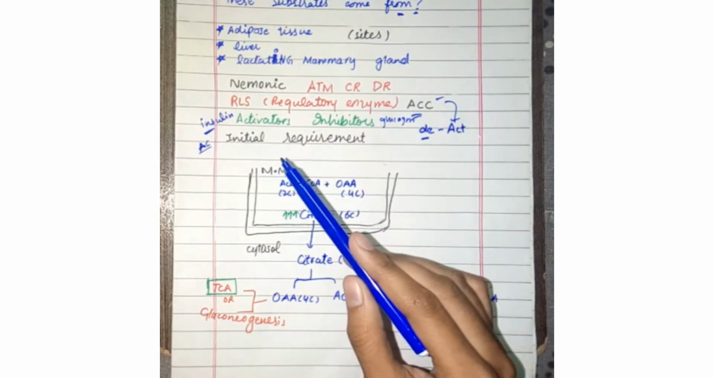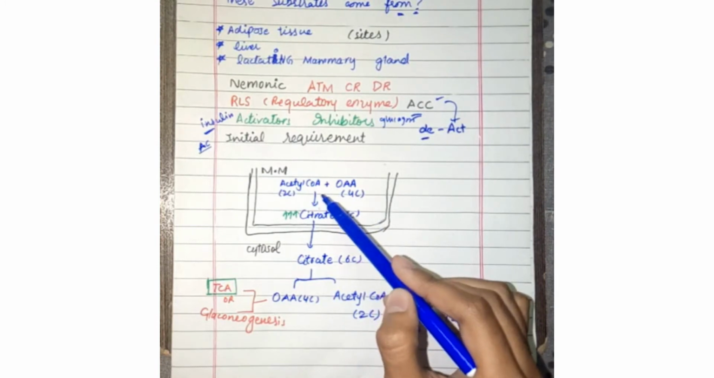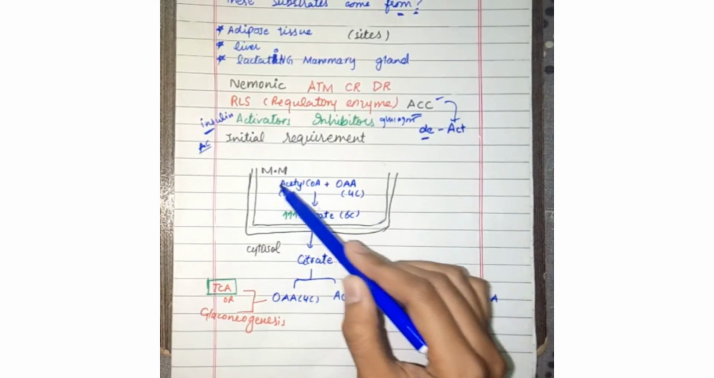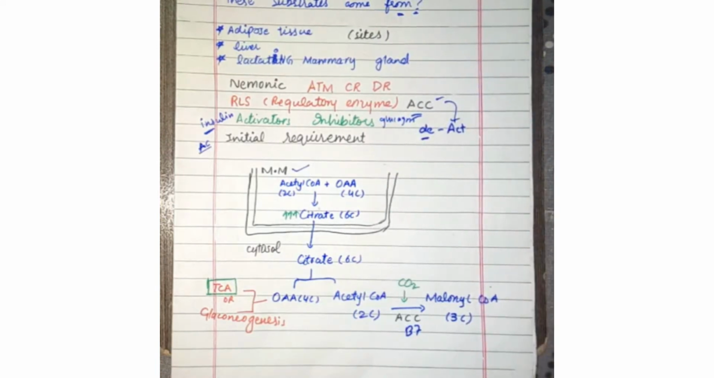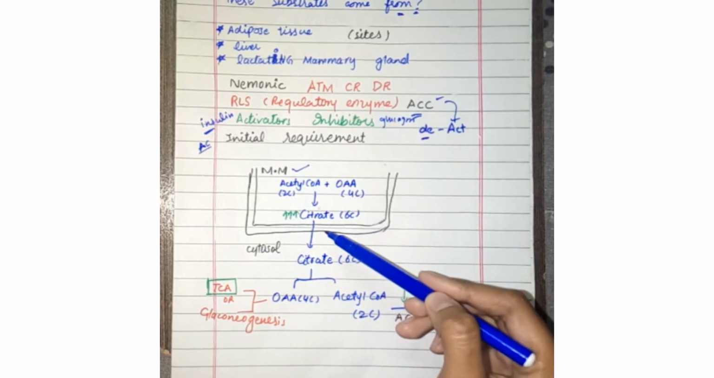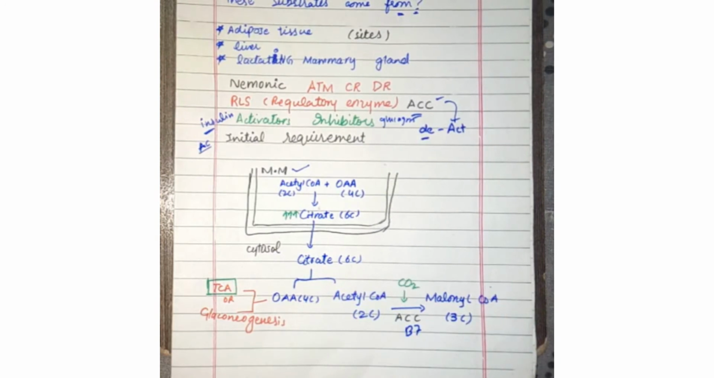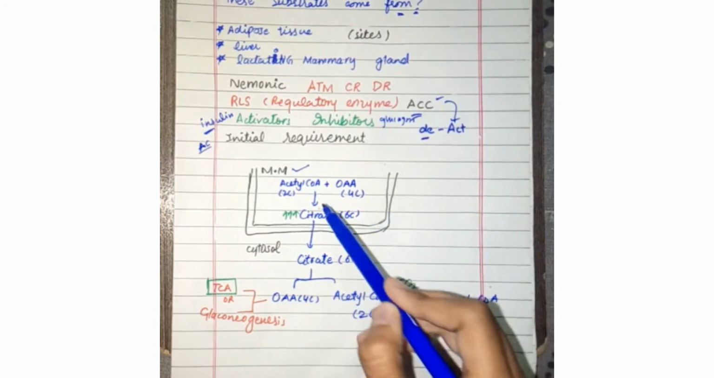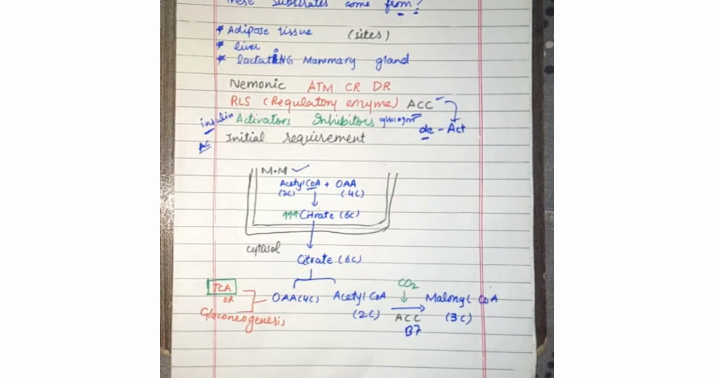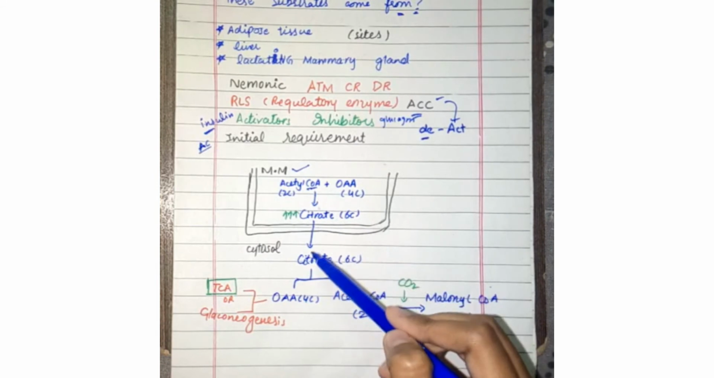What is the initial requirement to start fatty acid synthesis? We know that acetyl-CoA results from oxidative decarboxylation of pyruvate in the mitochondrial matrix, but fatty acid synthesis is a cytosolic process, so this acetyl-CoA must come out of the mitochondrial matrix into the cytosol. But the problem is the same as in beta oxidation of fatty acids, which we have seen in a previous video, that the carnitine shuttle was required for fatty acid beta oxidation because the coenzyme A part was unable to cross the mitochondrial membrane. The same case here, the coenzyme A part is unable to cross the mitochondrial membrane.